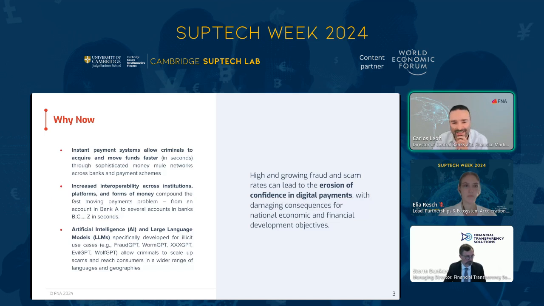The third point of why this is important now is that artificial intelligence and large language models are helping the bad guys in this aspect. We have not only ChatGPT, but for people trying to do scams and fraud, there are specialized tools: FraudGPT, WormGPT, EvilGPT, which help them get the right wording, for instance, for building SMS messages or websites for people to be scammed easily. Obviously, this has a lot of impact on the confidence of people in digital payments and in the financial system. So that's a big problem right now.